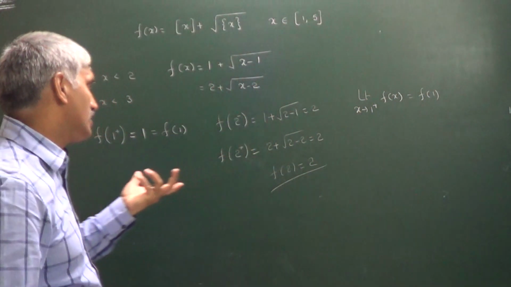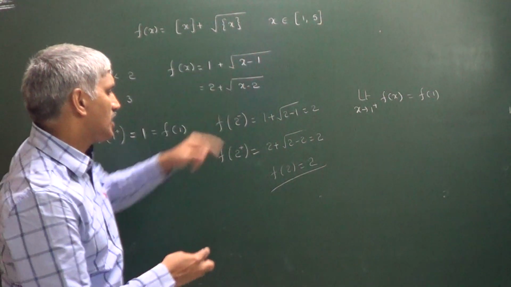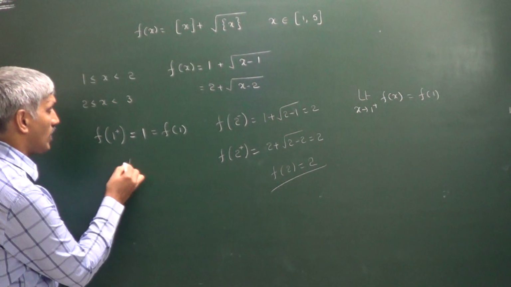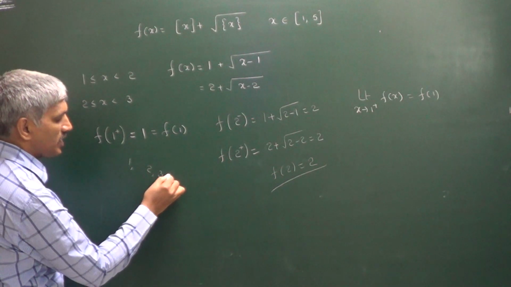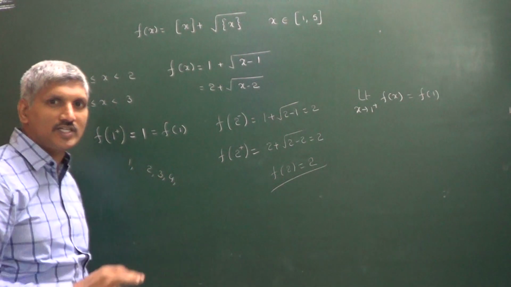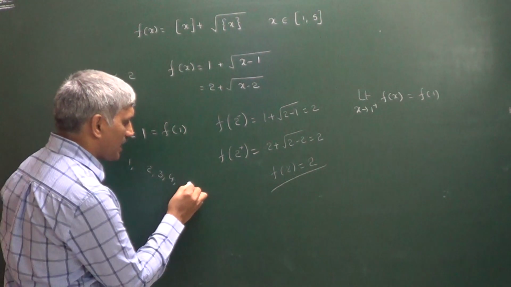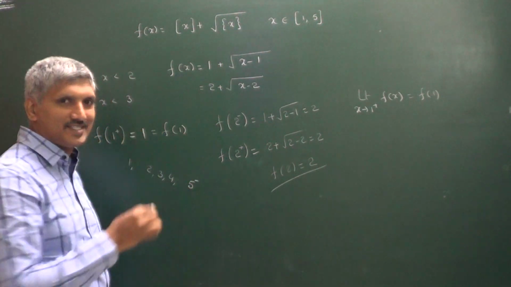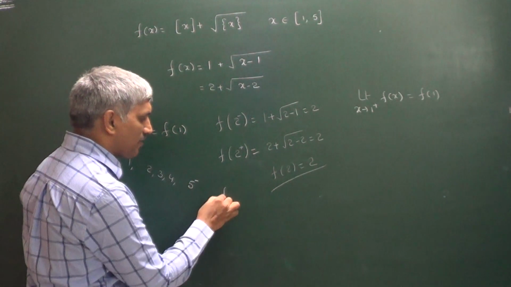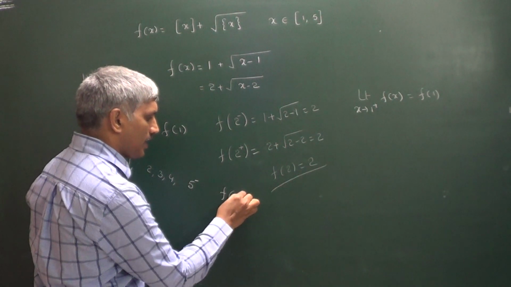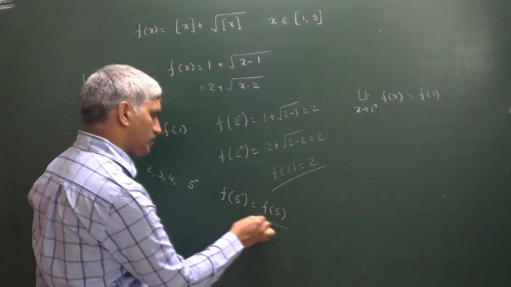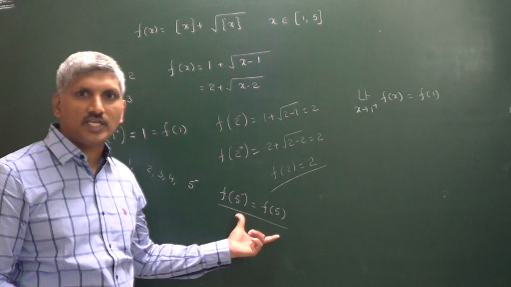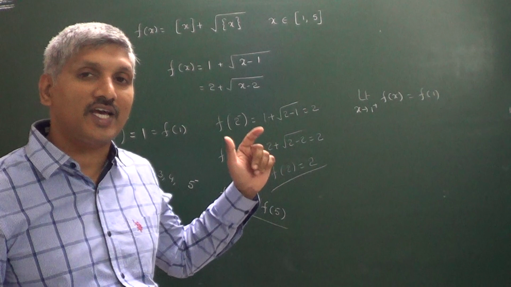So no need to check the remaining. The function is continuous at x equals 1. We checked already. Similarly at 2, 3, 4 also the function is continuous. At the same time, f of 5 minus is also equal to f of 5. You can check. So that's why we can say the function is continuous everywhere.